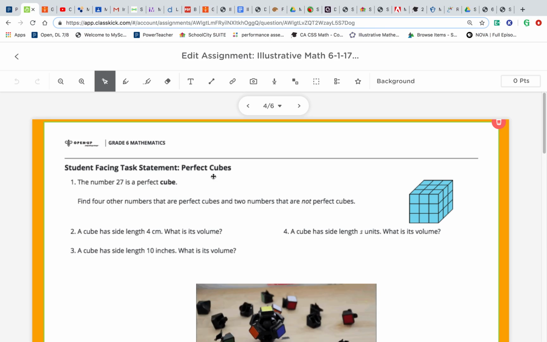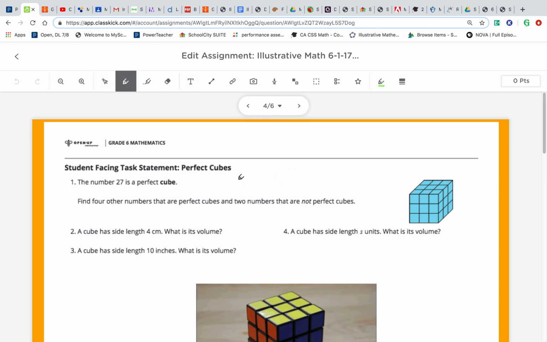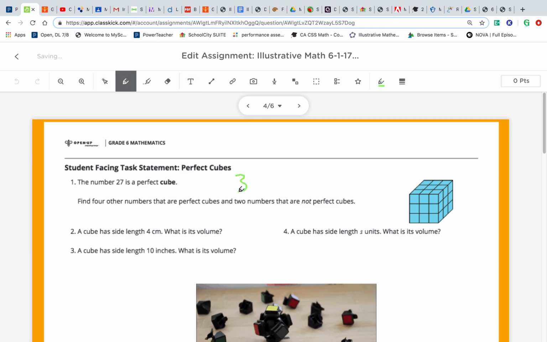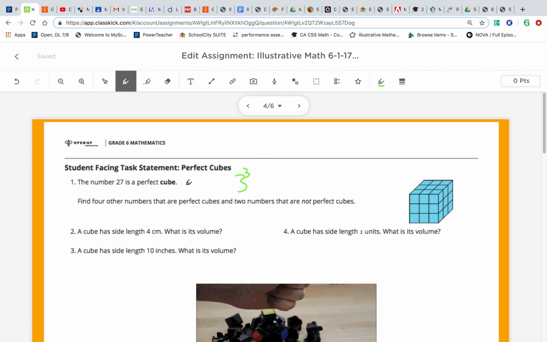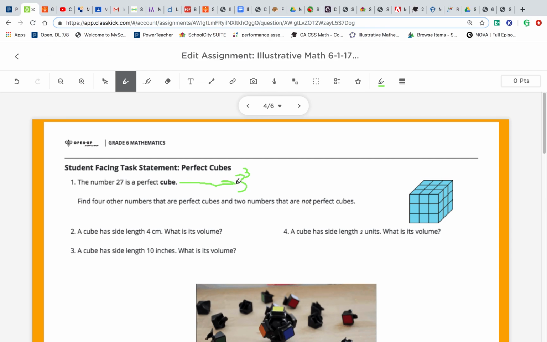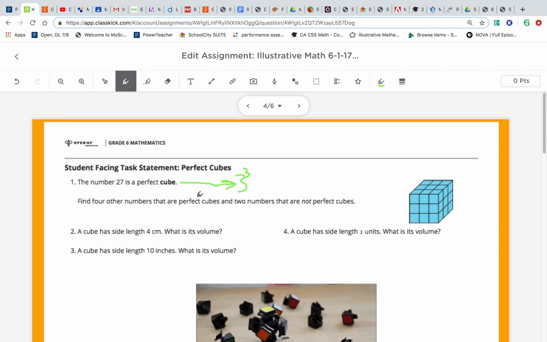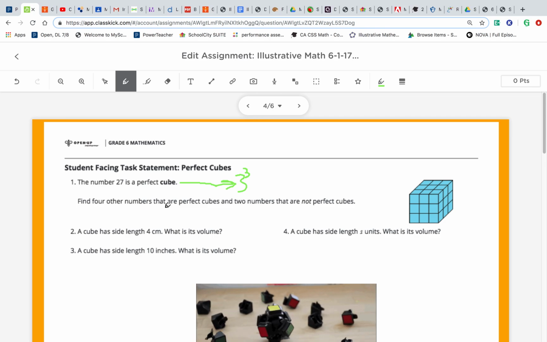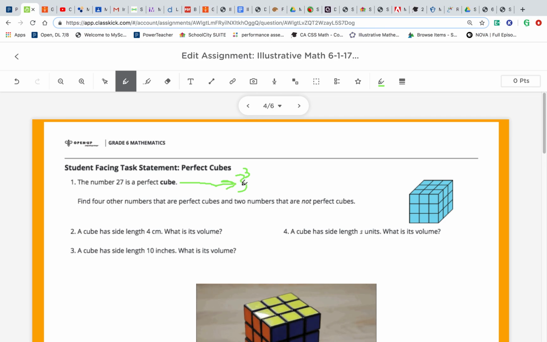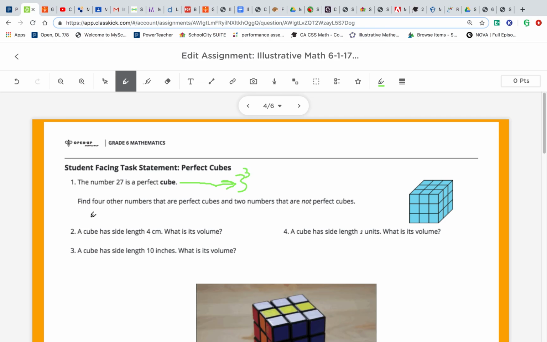If the number 27 is a perfect cube, you should know by now that that is 3 cubed, or 3 to the power of 3. It's 3 cubed, which is 27, and so 27 is a perfect cube. So we want to first find 4 other numbers that are perfect cubes. The way you do that is you just pick a number and you cube it. So we took 3 and cubed it by putting it to the power of 3. We can do the same thing with some other numbers.